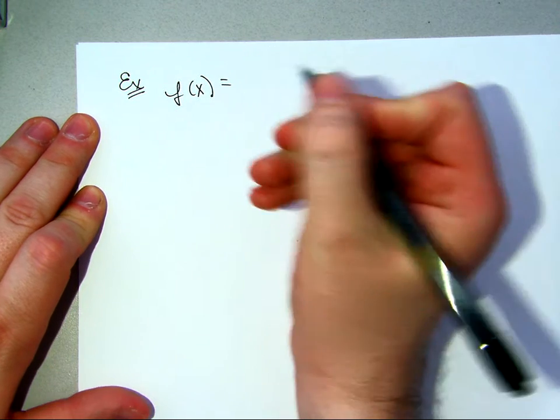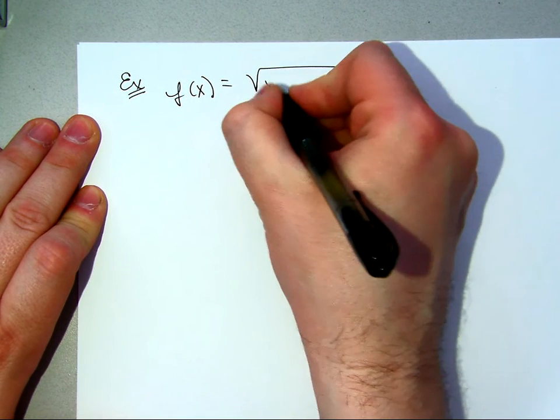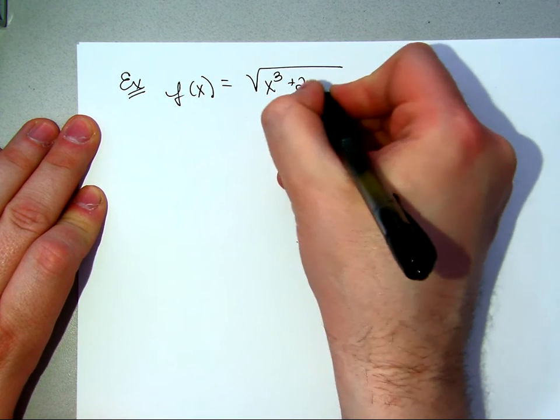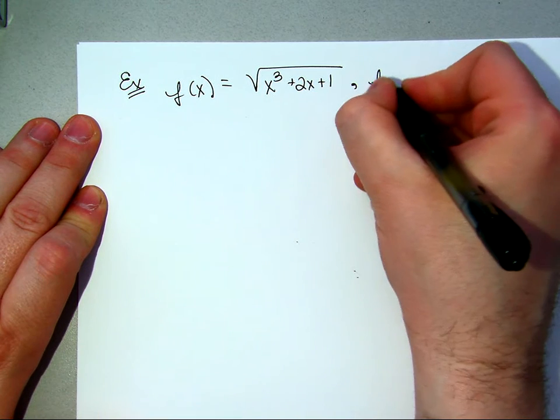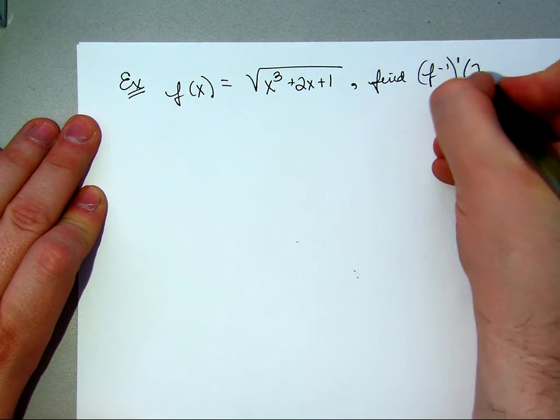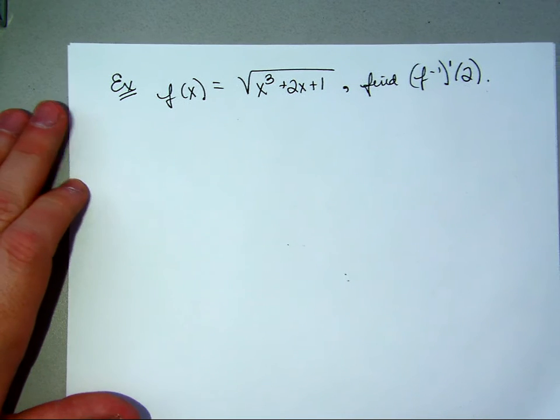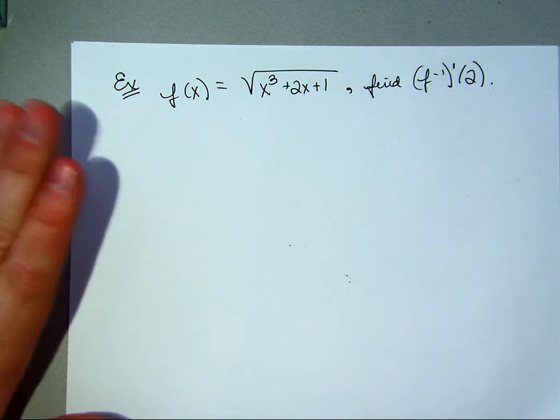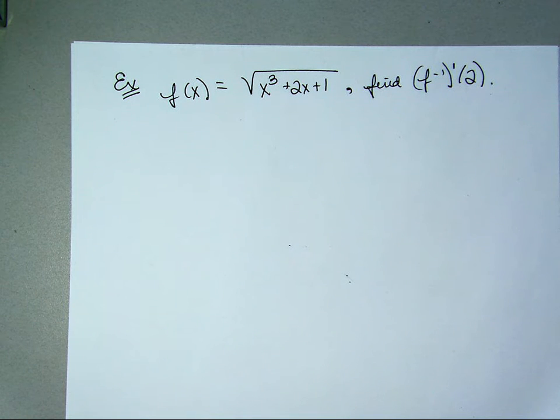F of x equals the square root of x cubed plus 2x plus 1. I would like you to find the derivative of the inverse at x equals 2. F inverse prime, the derivative of the inverse at x equals 2. This is not going to be a solve by hand problem. You're going to want to solve this one by graphing to get the other coordinate. See how far you can get on your own with this one.